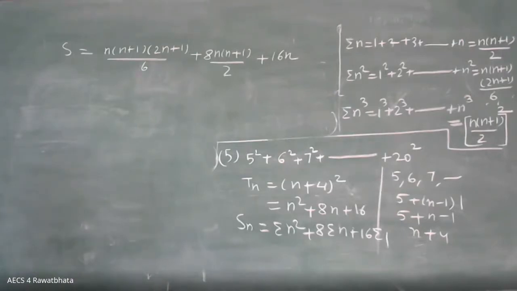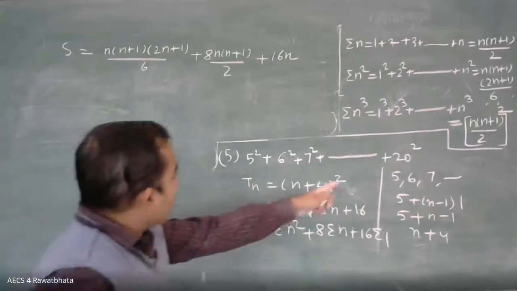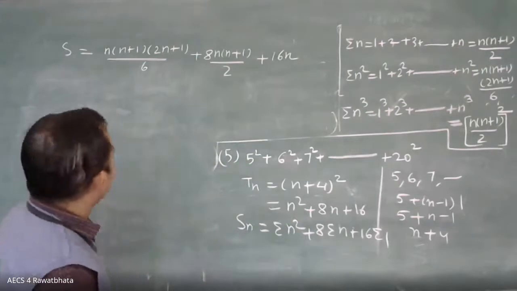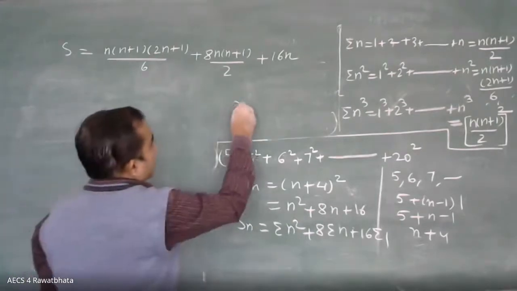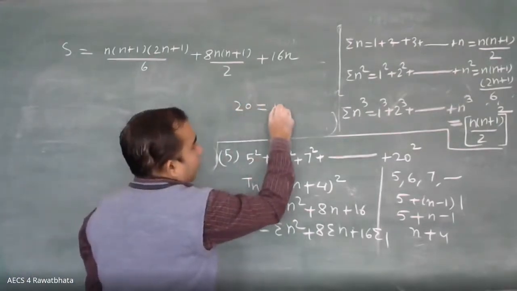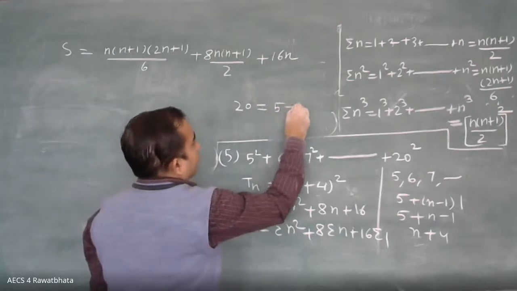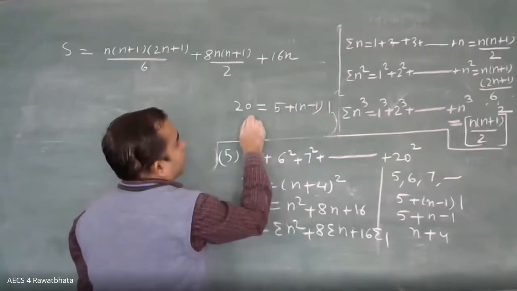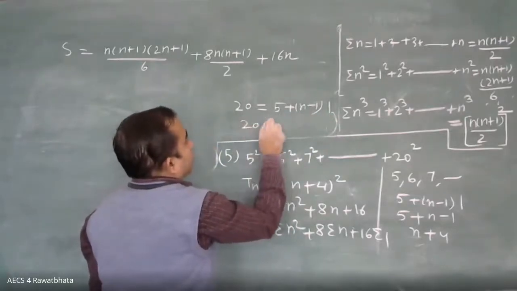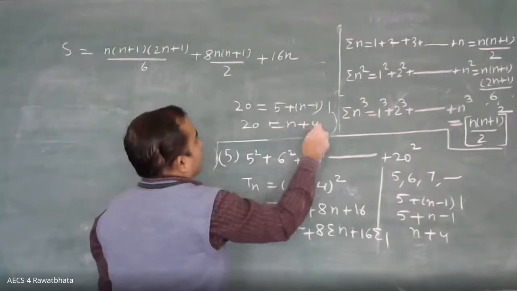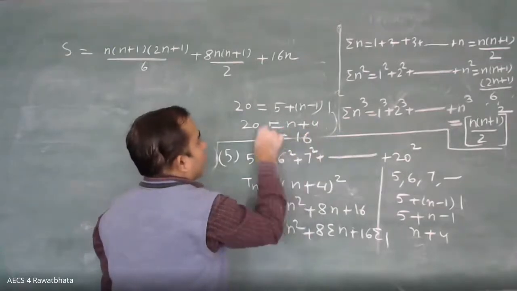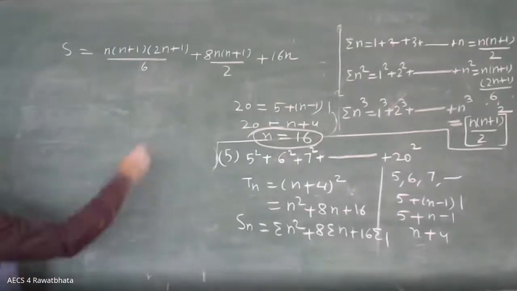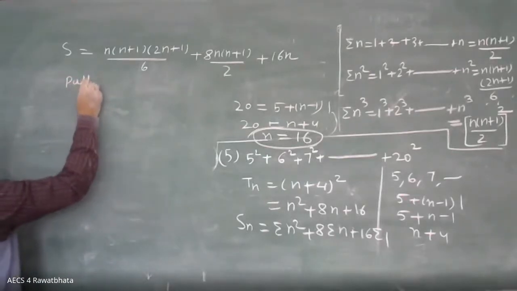n equal to, this will be which nth term? 20 will be equal to 5 plus n minus 1 into 1. So 20 is equal to n plus 4. So n is equal to how much? This will be the 16th term. So I think I should put 16. Correct, is it?